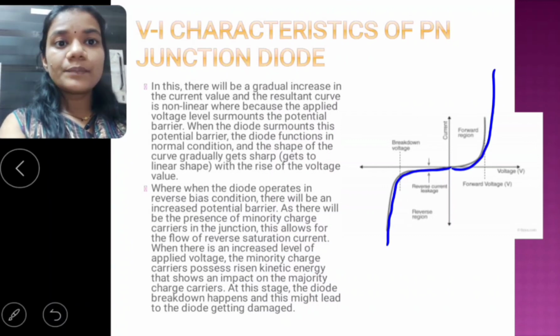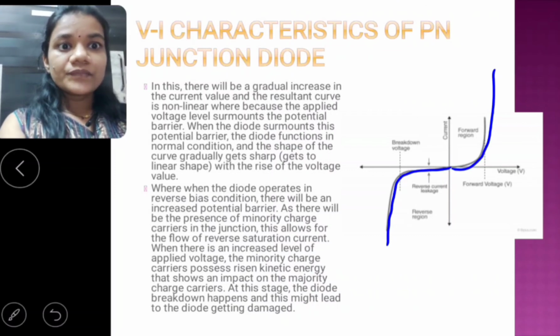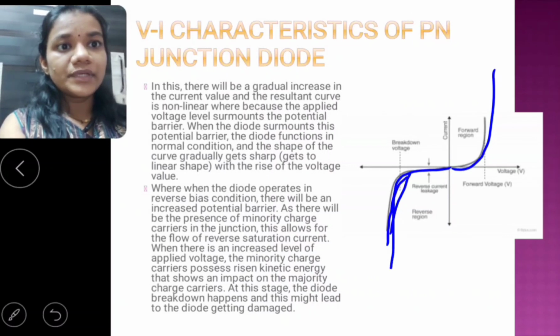As we keep increasing the applied voltage, the minority charge carriers create kinetic energy, which shows an impact on the majority charge carriers. At this stage the breakdown of the diode happens. So we can call this diode breakdown. It is nothing but your breakdown voltage.